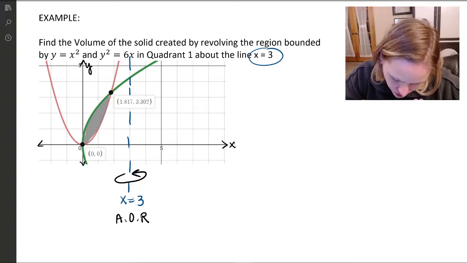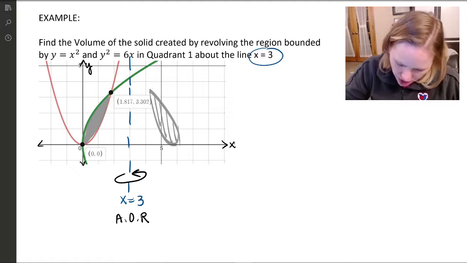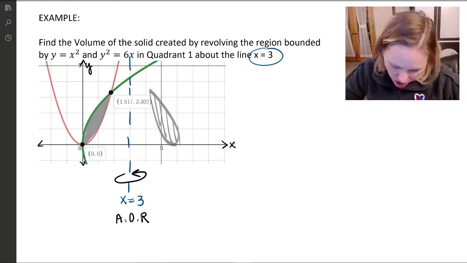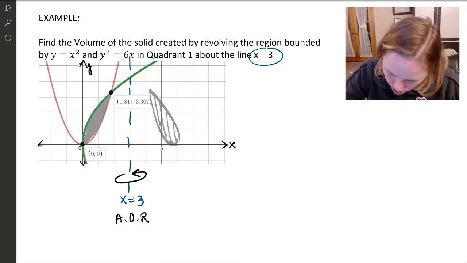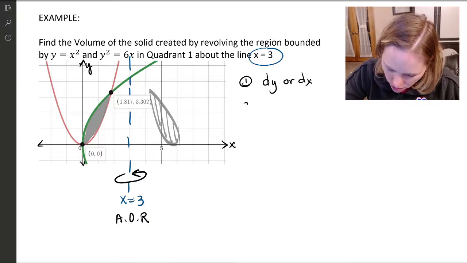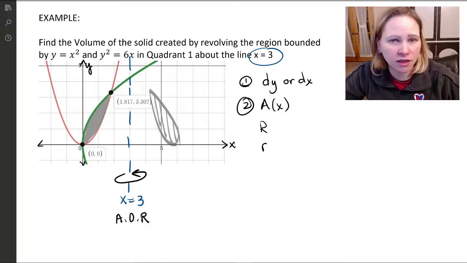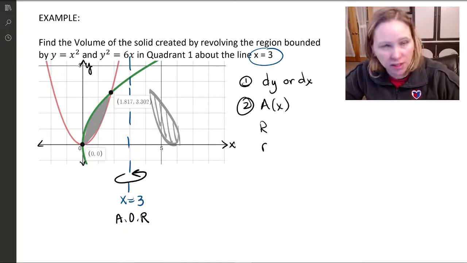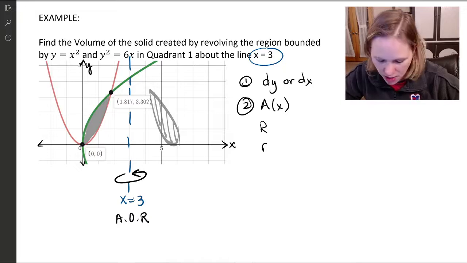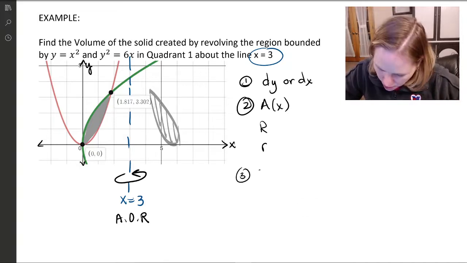Sorry, I am using the wrong word. I'm going to sketch a little mirror image, right? So it's going to kind of look like this. It doesn't have to be perfect, but the idea is I'm revolving it that way. And I need to do all of the normal steps. Step 1, I'm going to decide if it's dy or dx. Step 2, I'm going to determine what my A of x function is, including big R and little r, because this one clearly has a hole in the middle. This is a washer type setup where I'm going to have a big circle and a little circle, and I need to subtract that little inner empty circle out. And then finally, I'm going to set up my integral.